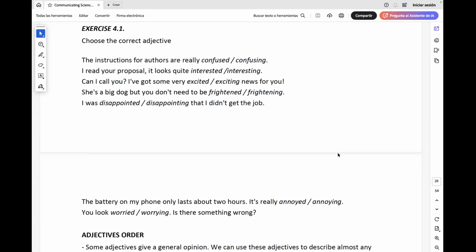Can you say the right pronunciation of the verb, please? Okay, so she's a big dog, but you don't need to be frightened. Frightened. Okay, thank you. It's more similar to the D ending. The ending. Okay, thank you.